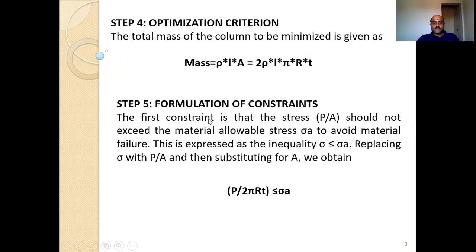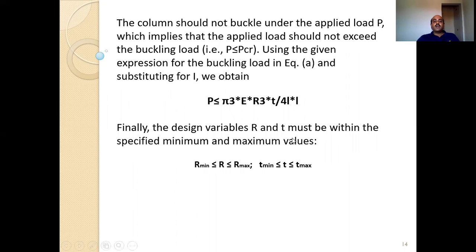Formulation of constraints. The first constraint is that the stress should not exceed the material allowable stress sigma_a, to avoid material failure. This is expressed as an inequality, with sigma replaced by P by A and substituting for A. This is one constraint we have here. The column should not buckle under the applied load P, which implies that the applied load should not exceed the buckling load. Using the given expression for the buckling load, the buckling load should be π³ER³t by 4L². So this is the buckling formula. These are all available in your textbook. Finally, the design variables R and t must be within the specified minimum and maximum values. These are the constraints we have.